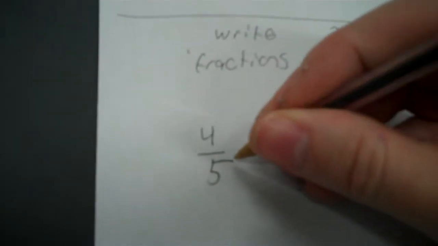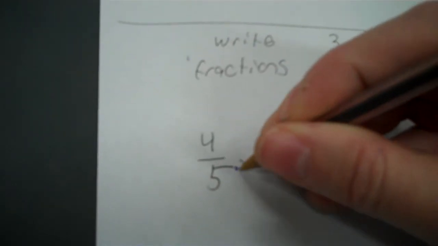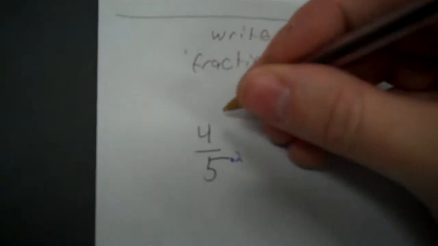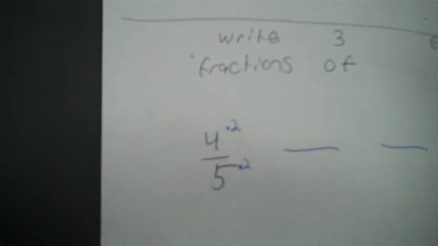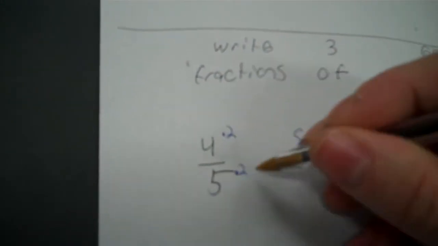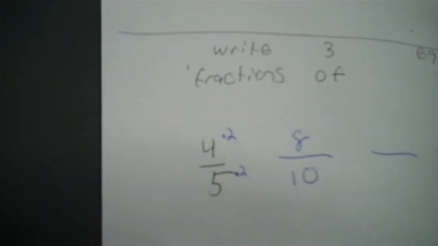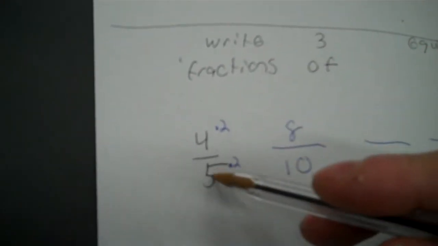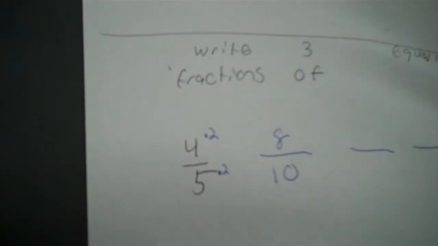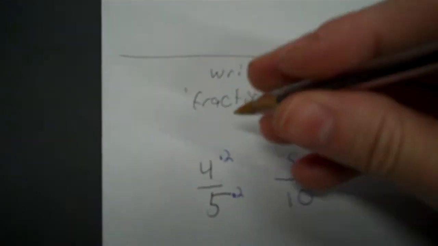I'm going to take 5 and just times it by 2. I just randomly pick 2, and I'll take 4 times 2. So 4 times 2 is 8, 5 times 2 is 10. Okay, there's my first equivalent fraction. 4/5 and 8/10 are equivalent, meaning they're the same. They have the same value.